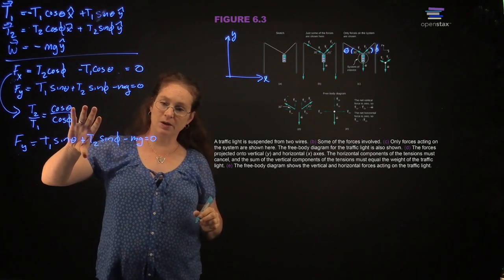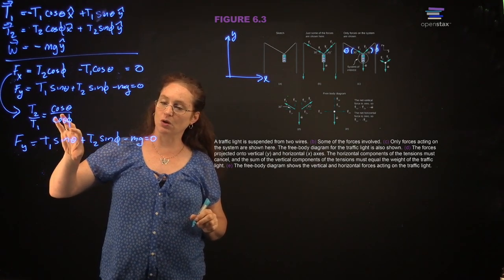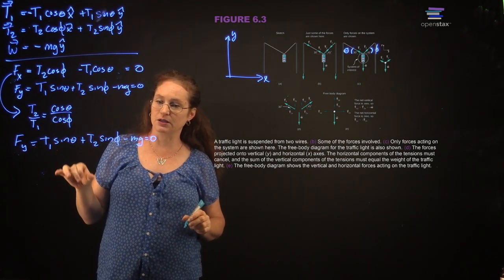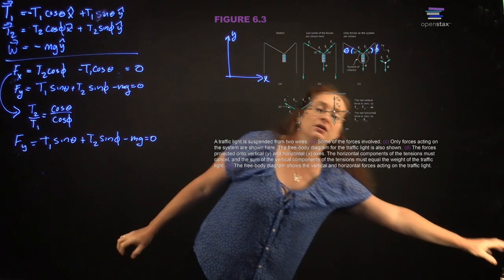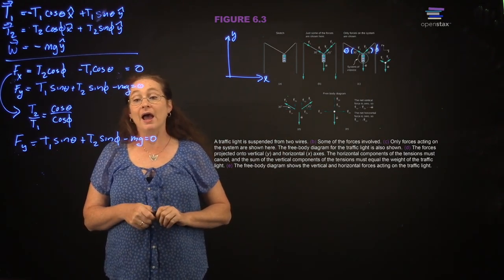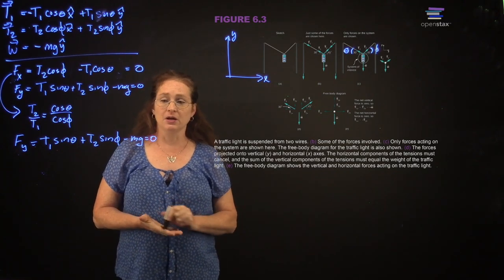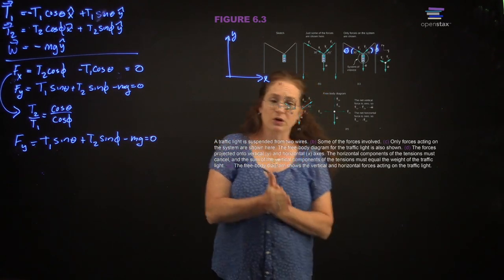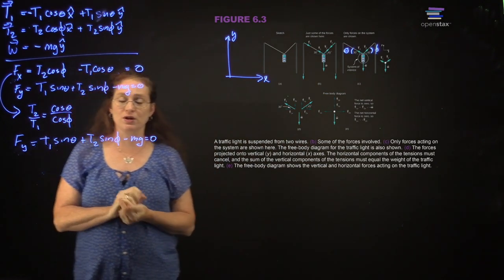Then, depending on what the question asks, I may or may not need to. I can do different things with this. Often, you're asked to solve for all of the forces in the problem. So, in this case, mg is easy. You would have to actually be given the mass of the traffic light, but that's fairly straightforward. But you might be asked to solve for the tension of both strings.